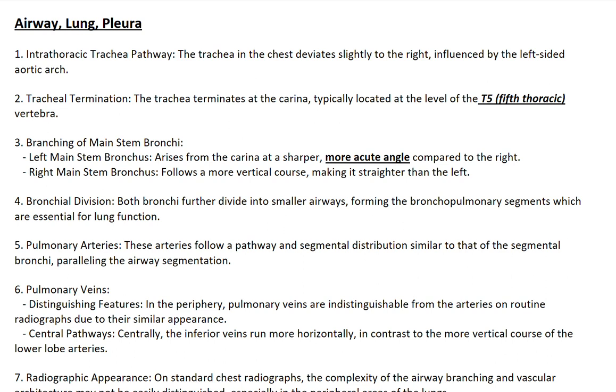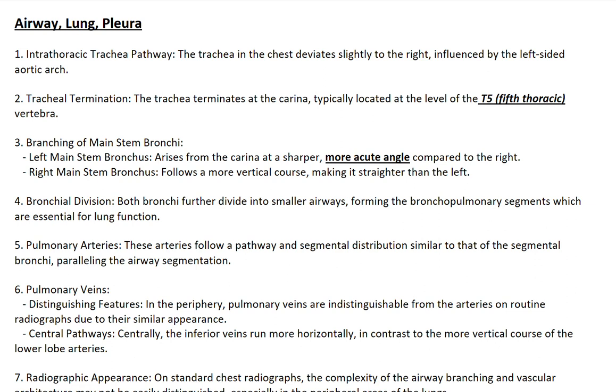Left main stem bronchus arises from the carina at a sharper, more acute angle compared to the right. Right main stem bronchus follows a more vertical course, making it straighter than the left. 4. Bronchial division. Both bronchi further divide into smaller airways, forming the bronchopulmonary segments, which are essential for lung function. 5. Pulmonary arteries. These arteries follow a pathway and segmental distribution similar to that of the segmental bronchi, paralleling the airway segmentation. 6. Pulmonary veins.